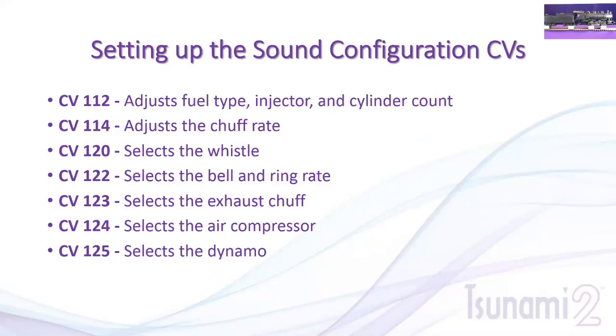So when we're going through the setup here, we're going to do a few things. We're going to talk about these CVs. CV112, where we'll adjust the fuel type, injector, cylinder count, things like that. CV114 will adjust the chuff rate. CV120 will select the whistle. 122 selects the bell. 123 selects the exhaust chuff. 124 selects the air compressor, and 125 selects the dynamo. So like I said, we're going to go through each of these here.